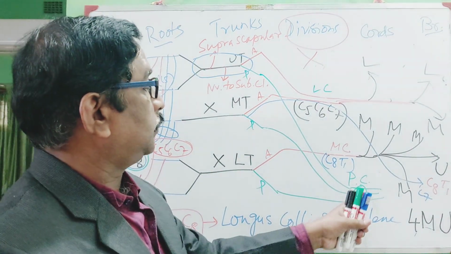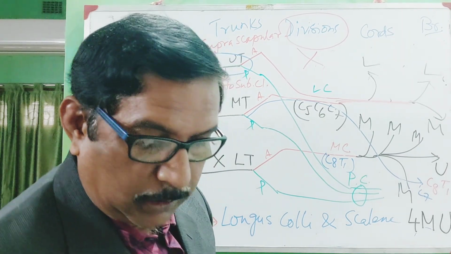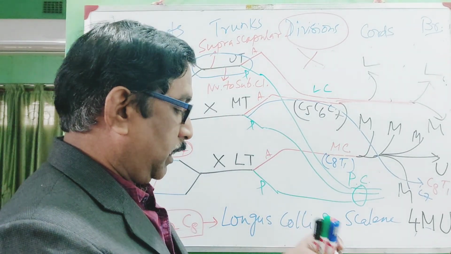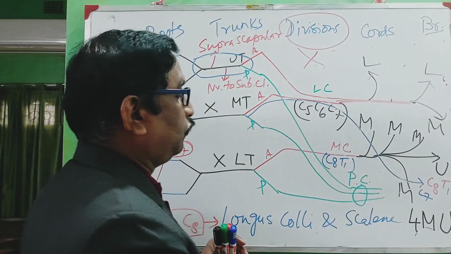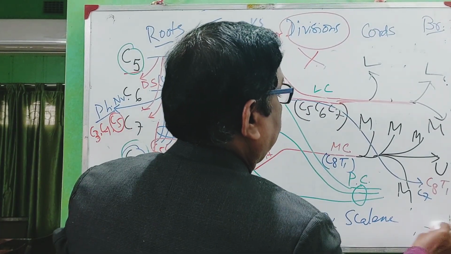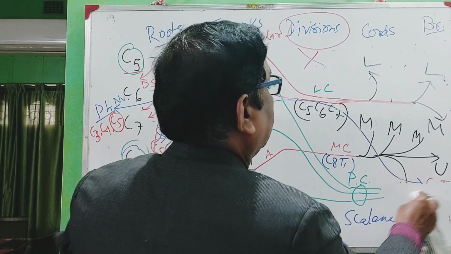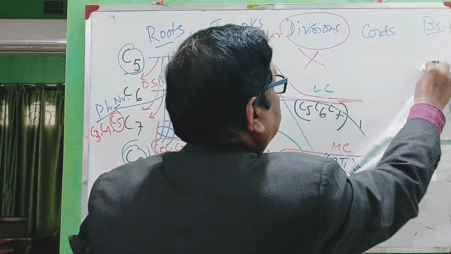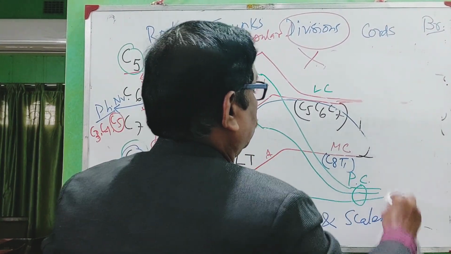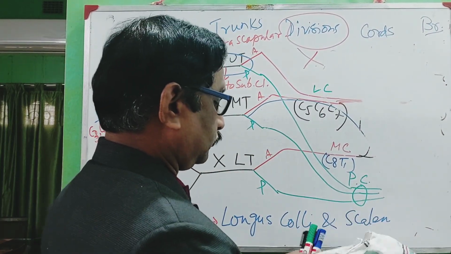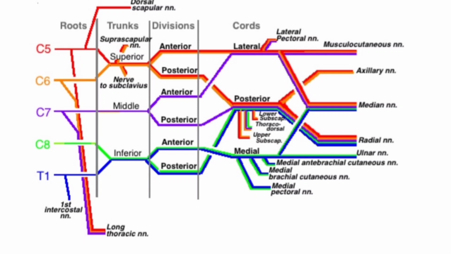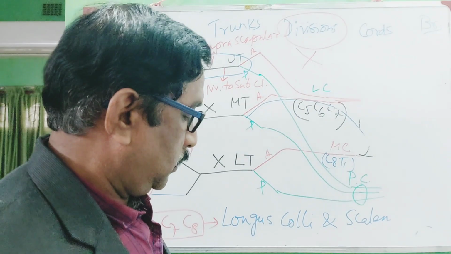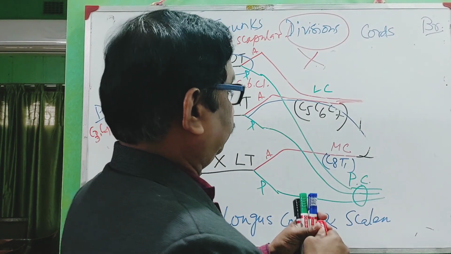Now come to the branches of the posterior cord, which is very important because the posterior cord has so many branches, and the largest branch of the brachial plexus, the radial nerve, is one of the branches from the posterior cord. Let us see what the branches from the posterior cord are. We can remember them in this way.